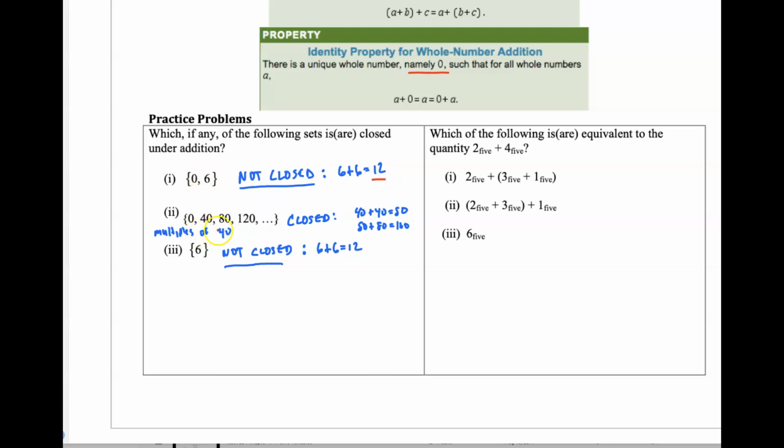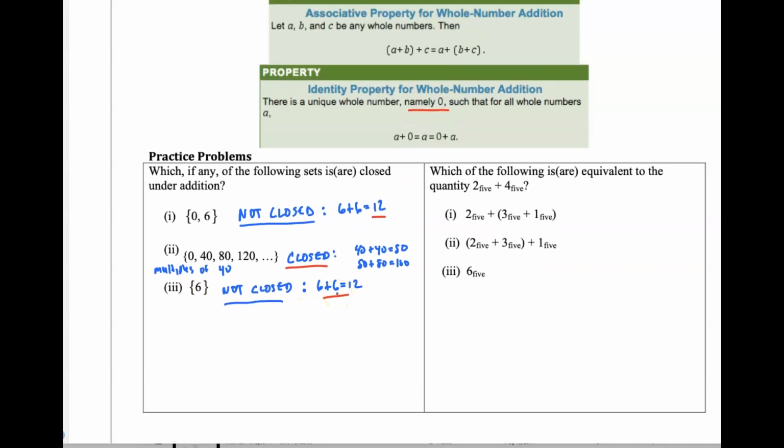This set of multiples of 40 is closed. Looking at 0, 40, 80, 120, 160, any two numbers you add up will always be a multiple of 40. We could prove that, but intuitively that makes sense. We would say this set is closed. Anytime you add numbers from the set, you get a number in the set. And then the set with 6 is not closed either, because if I add 6 and 6 together I get 12, which is out of the set. So it's not closed under addition. We'll look at other questions, like closed under multiplication, later.